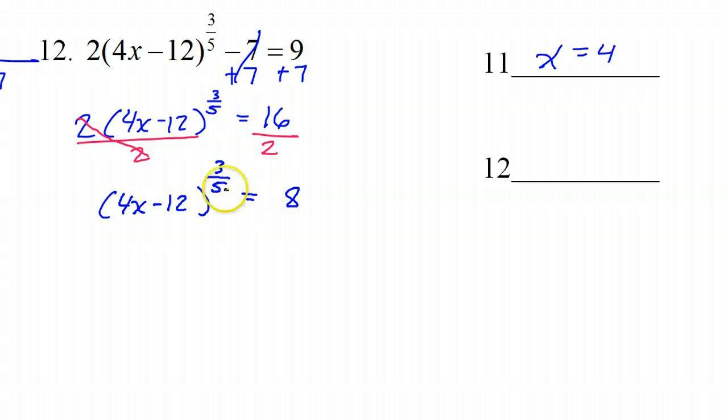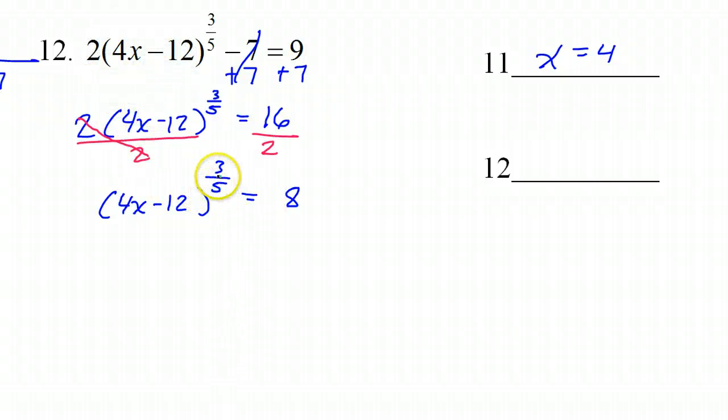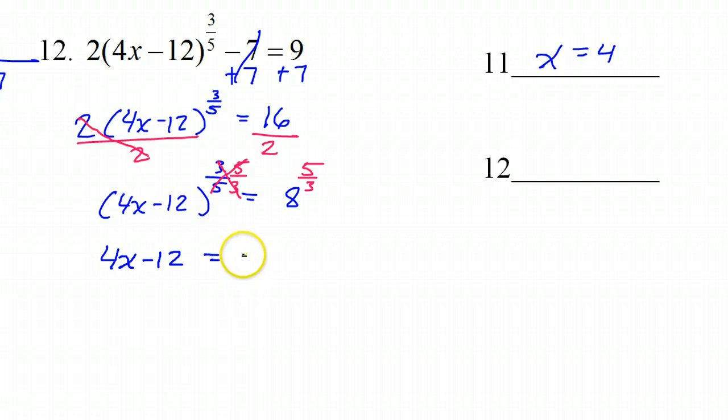Now, the easiest way to deal with this fractional exponent is to do the reciprocal power on both sides. So I have 3/5, so I'm going to raise this to the 5/3 power on both sides. That allows me to cancel these out. Okay, so on this side I'm just going to have 4x minus 12, plain and simple. Now over here I've got 8 to the 5/3 power. It would be useful to convert this to the other form.